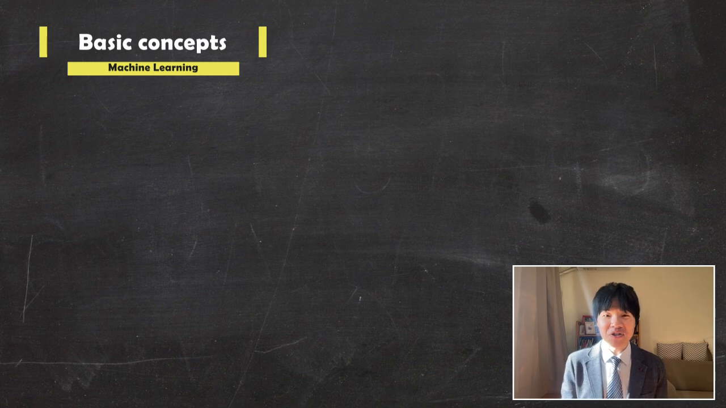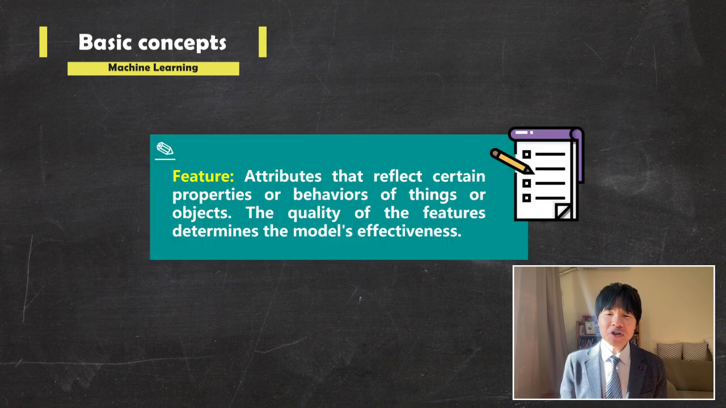Let's continue from where we left off last week, discussing what data features are. Let's look at the definition. Data features are attributes that reflect the performance or the nature of a thing or object in a certain aspect.